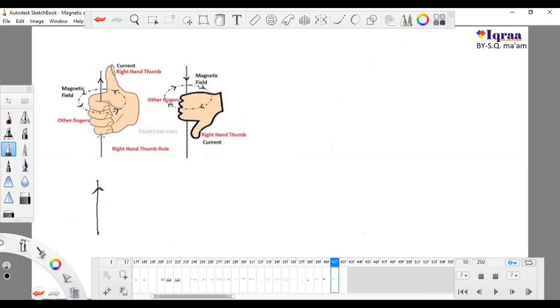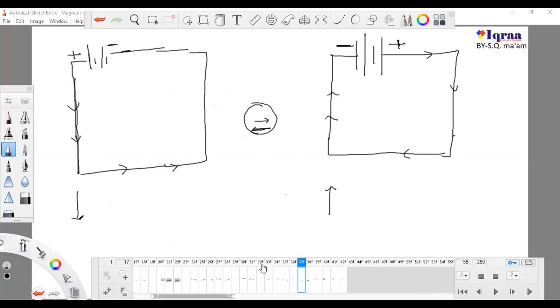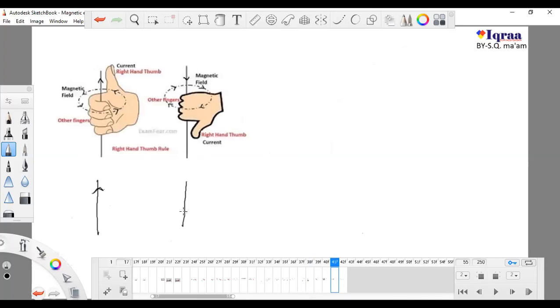If the direction of current is like this, there are two directions of current. This is the direction of current, and this is the direction of the magnetic field line. If some current is passing in this direction, it will form a magnetic field line, and if current is passing like this, it will also form a magnetic field line. So this is the direction of the magnetic field line. What is a magnetic field line?